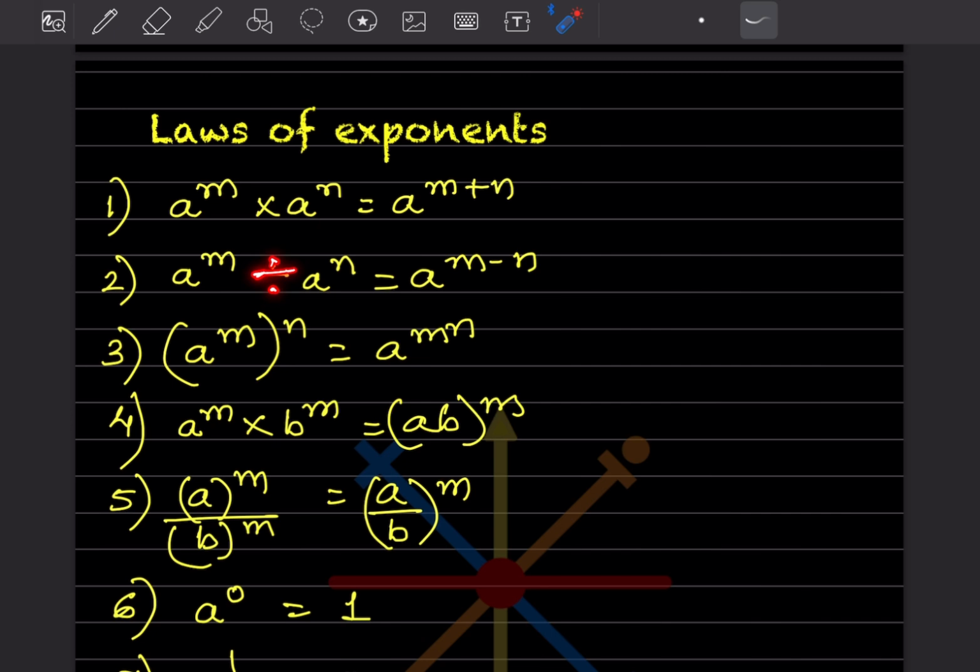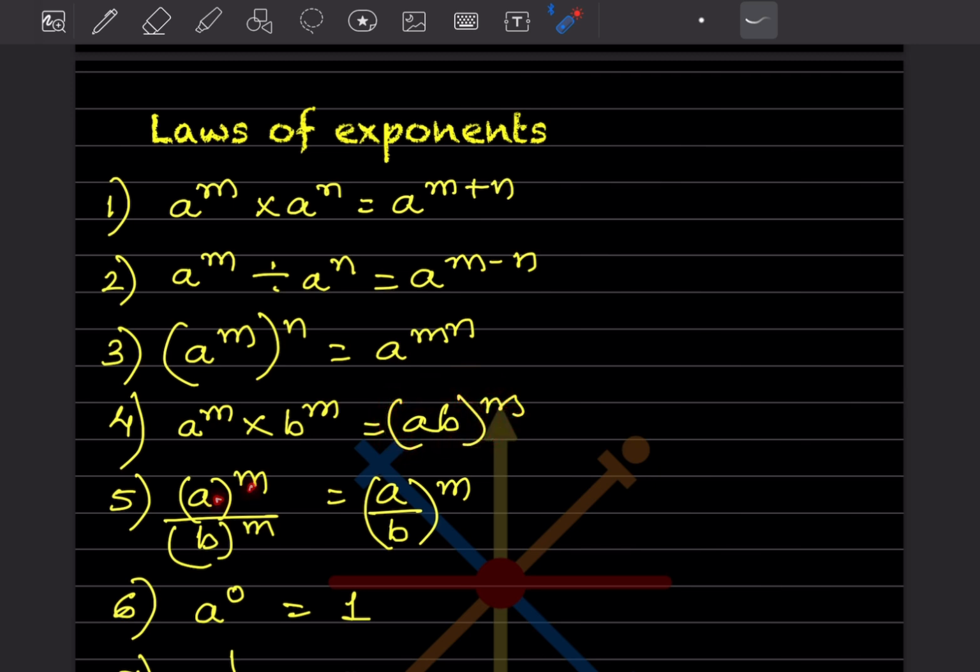When there is division, we subtract the exponents. Here there is a multiplication sign in between, so this will be mn, and the base remains the same. Again, here you can see the exponents are the same and the bases are different. So you have to multiply the bases. That will be AB in a bracket, and then m. This bracket is very important, because if you just write AB and m, that means this m is just for B and not A. The bracket shows that this m is for A as well as B.